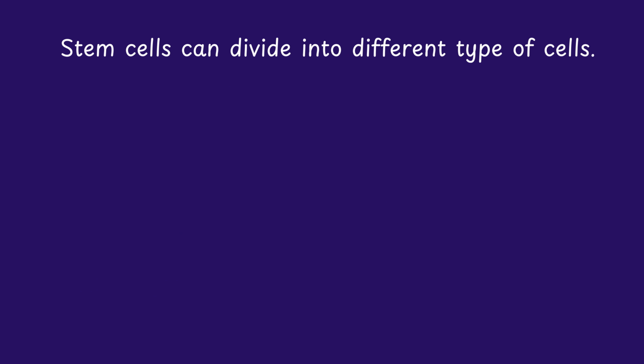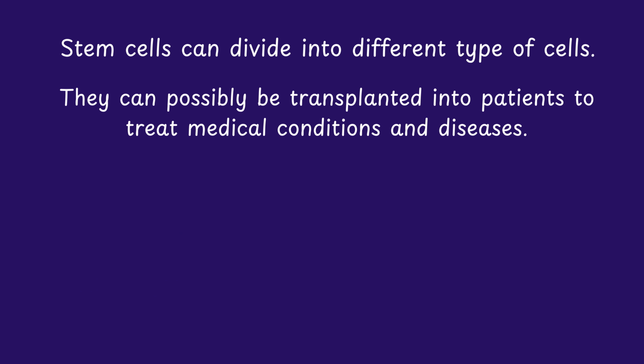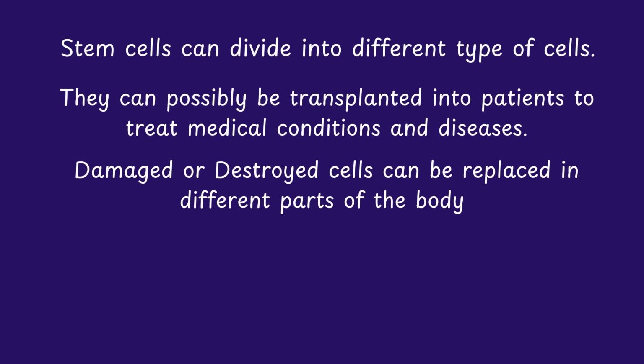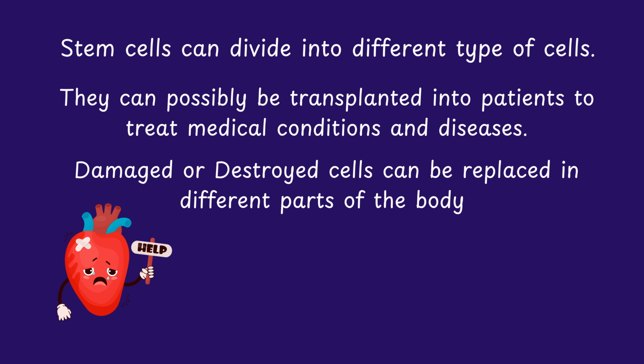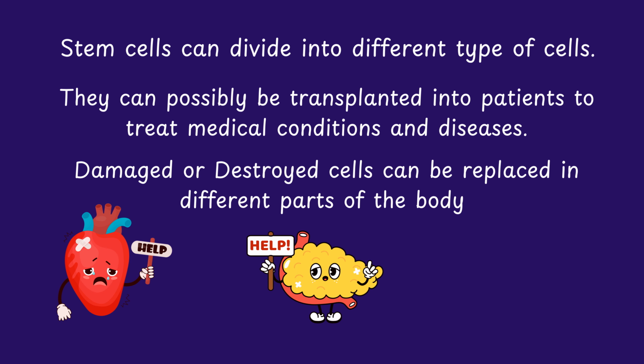Stem cells can divide into different types of cells, and because of that, it is possible that they can be transplanted into patients to treat medical conditions and diseases. Damaged or destroyed cells can be replaced in different parts of the body. For example, the heart, the pancreas for people suffering from type 1 diabetes, and people who are paralyzed because spinal nerves are damaged. And remember, nerve cells cannot be repaired.